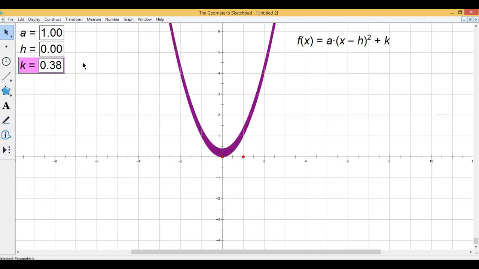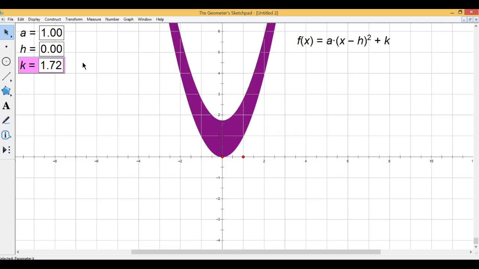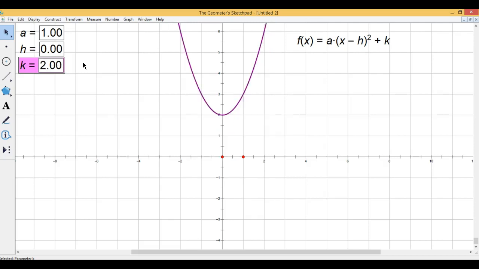Okay, did you get that right? The k on the end. So what we're doing is adding a value onto the function, so it just shifts it vertically up. I'm going to stop here at 2, and the result we'll see will just be to sit on the y-axis there at 2. So it's just gone vertically up 2.